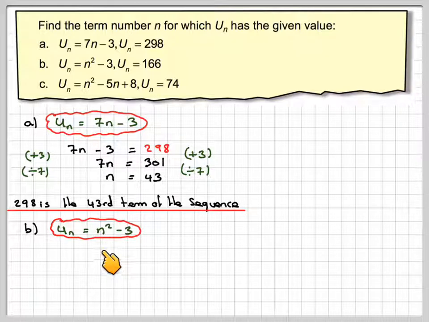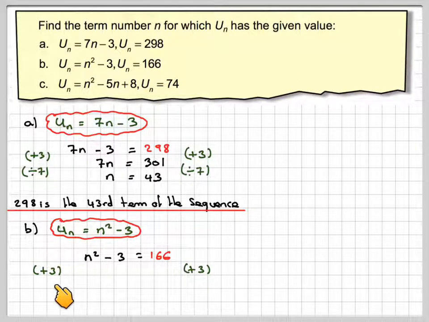B, we've got un is n squared minus 3, and we've got the particular term is equal to 166. So we've got n squared minus 3 is equal to 166. The opposite of subtracting 3 is to add 3 to both sides. So adding 3 to this side will just give n squared, and then to this side will give 169.